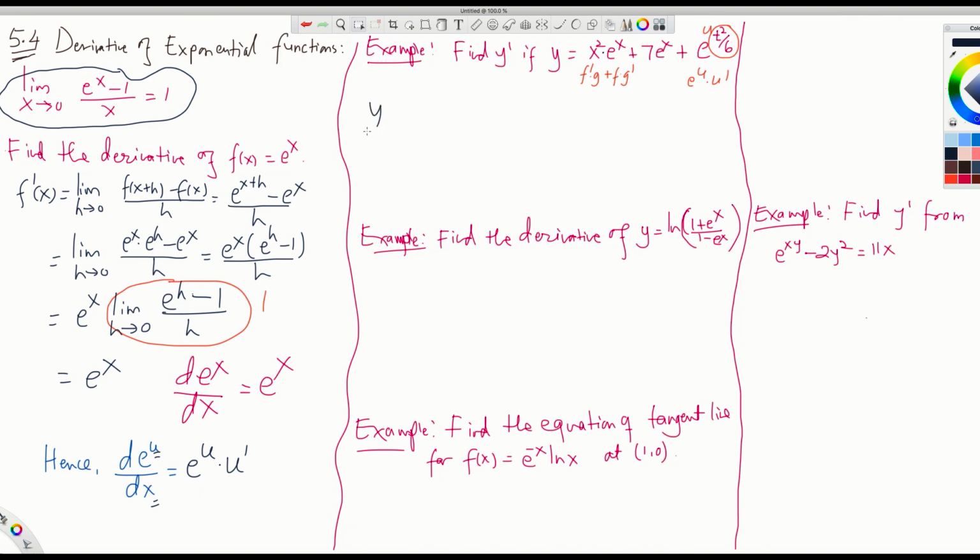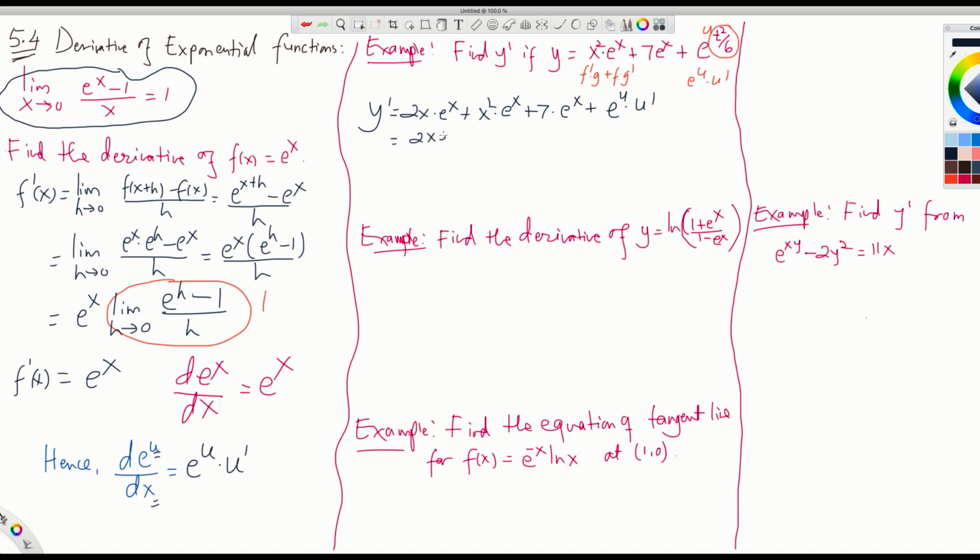So y prime will be, f prime is 2x times e to the x, right? And then plus f, which is x squared, times the g prime. This is like f, this is like g, right? So the derivative of e to the x is e to the x itself, plus 7 times the derivative of e to the x. We found that it is e to the x itself. So let me write down f prime of x here, right? So it is e to the x plus, so here the derivative of e to the u is e to the u times u prime. So e to the u times the u prime, right? So let us plug in those values.